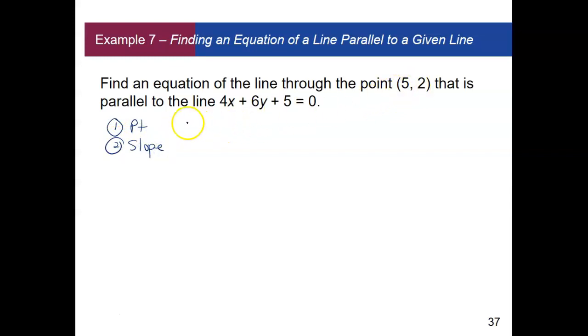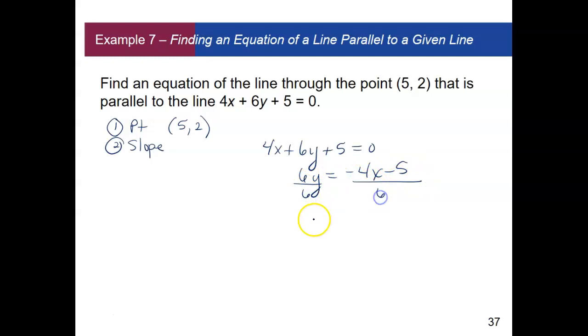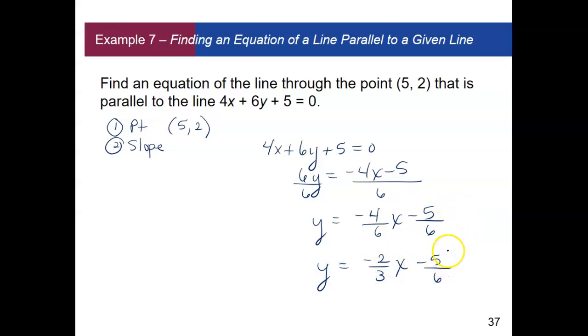Okay, so our point is given to us. The point we're going to use is 5, 2. We don't have a slope. We're asked to use this line and the fact that we want it to be parallel to that line to get our slope. So I'm going to take this equation that's in general form, and I'm going to put it in slope-intercept form. Okay, so this is the slope-intercept form.